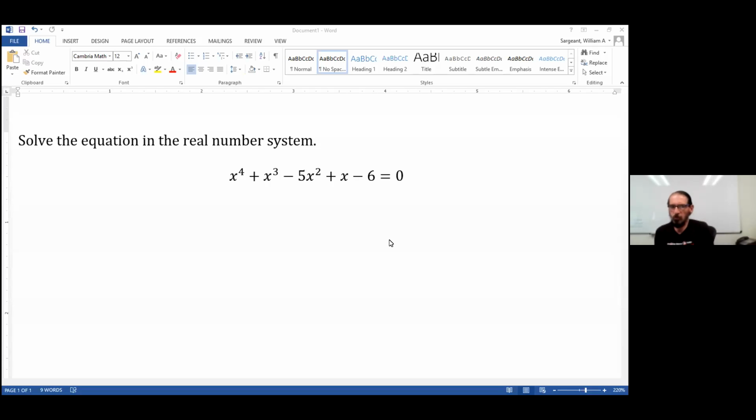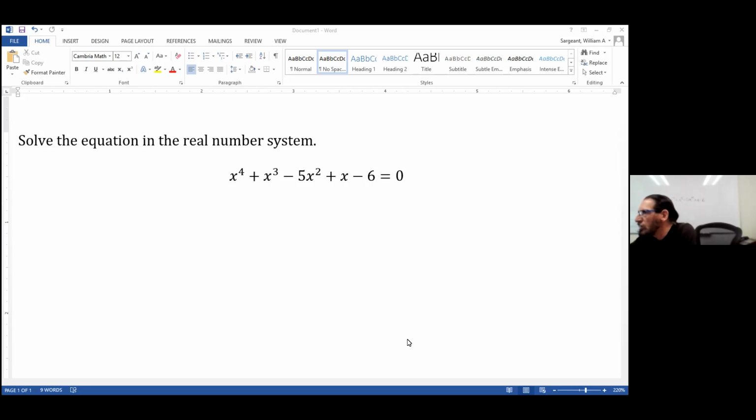All right, let's find the real solutions of a polynomial equation. Really, that would be finding the real zeros of this function: x to the fourth plus x cubed minus 5x squared plus x minus 6. And the tools that I'm going to use are really no different than what we were using earlier.